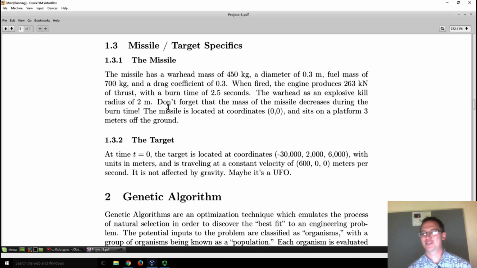It's like close only counts in horseshoes and hand grenades, right? Probably warheads too. And nuclear missiles. It was an explosive kill radius of 10 kilometers.